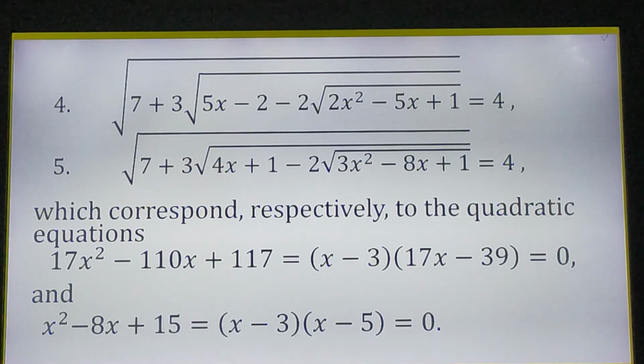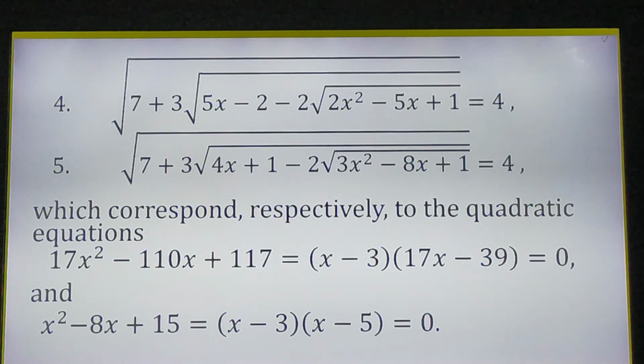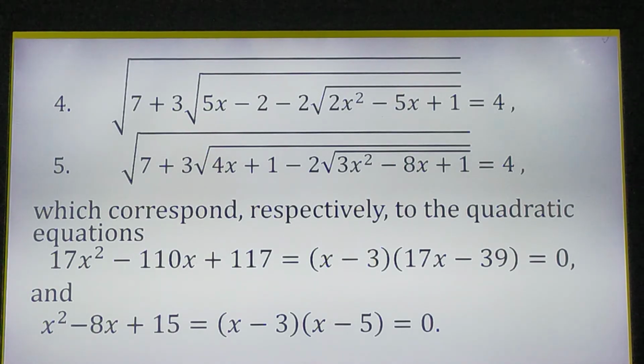And the second equation simplifies to x squared minus 8x plus 15, which is the product of x minus 3 and x minus 5. Again, showing that the embedded solution, x equals 3, is there. It appears as one of the solutions.